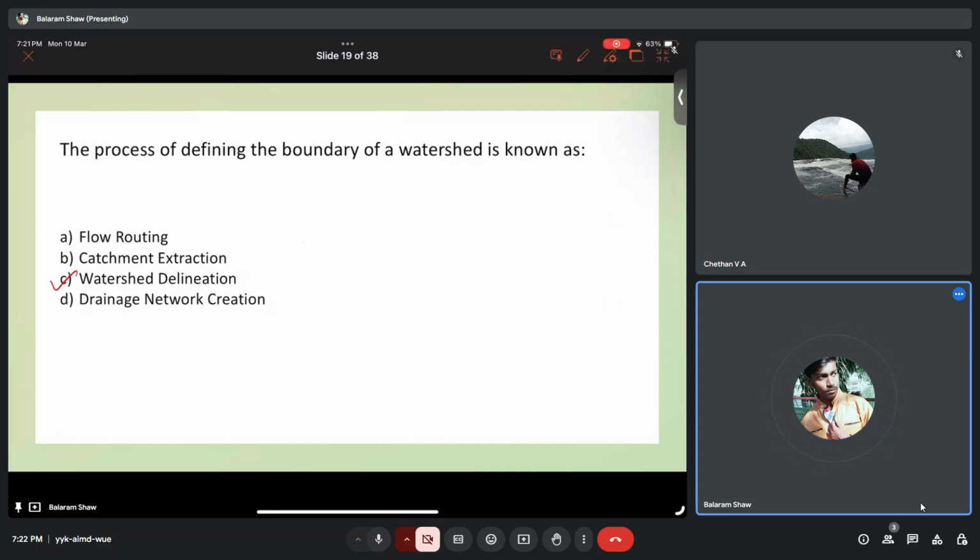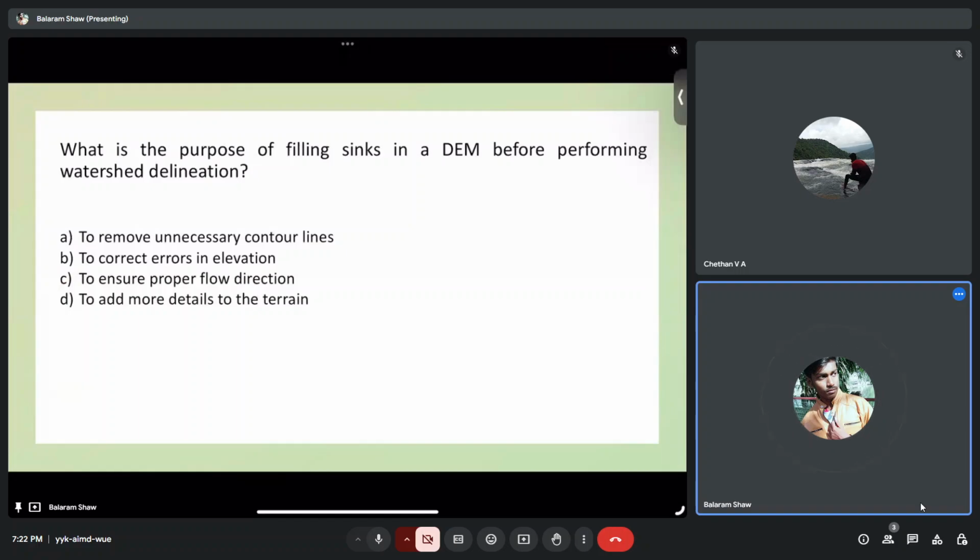Okay. Next question is, what is the purpose of filling sinks in a DEM before performing watershed delineation? When we saw the QGIS part, we did one fill sinks. We select a fill sinks option, right? The fill sinks option is given by several researchers, so you'll see different fill sinks methods by different researchers. So what is the purpose of filling sinks in a DEM before performing watershed delineation? Anyone? Why do we fill sinks?